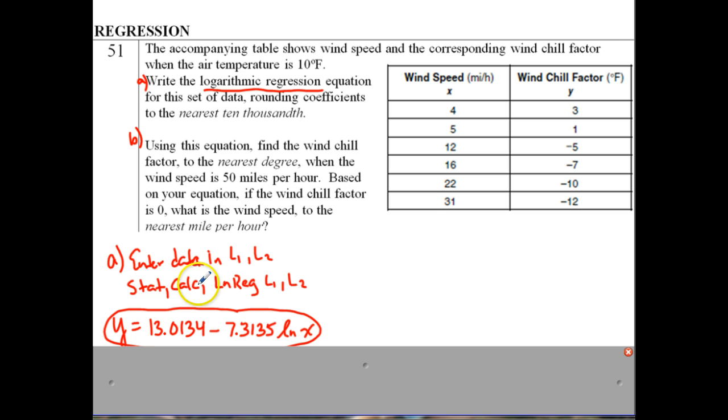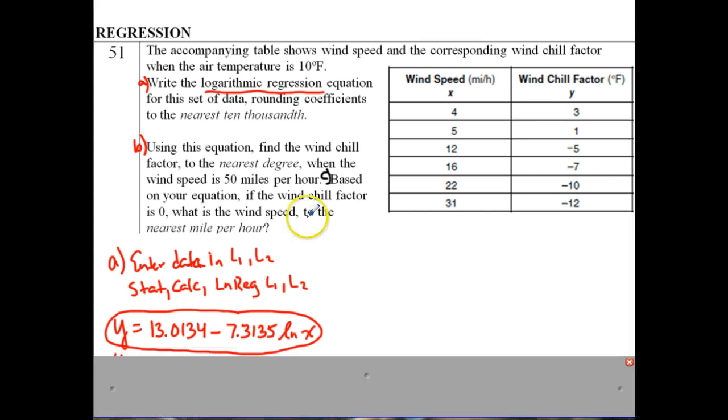We should put on our paper what work we did to get that equation. That was sort of the not-thinking part of it. Now we have to do some thinking. Part B asks us to find the wind chill value, that's the y value, when the wind speed, that's the x value, is 50 miles an hour.